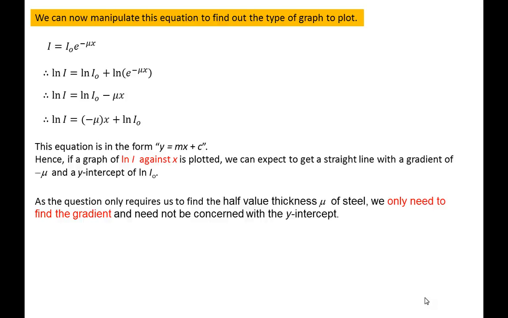Once you have concluded this, then in your answer you can say we will plot a graph of ln or log I against x, the thickness, and we can expect to get a straight line with a gradient of minus mu and y-intercept of ln I naught. Then we look at the question again. The question does not need us to find I naught, so the y-intercept is not a concern. Our only interest is to find the gradient. As you think through, you have to come to these conclusions.